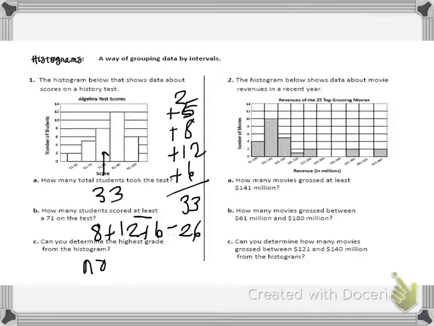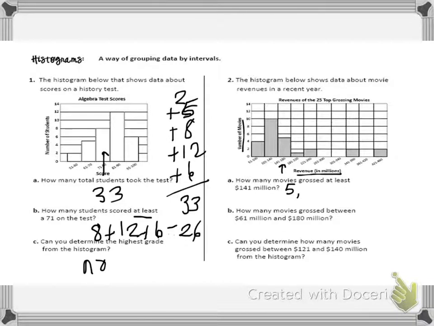All right, number 2: the histogram below shows data about movie revenues in a recent year. How many movies grossed at least 141 million? I'm going to make this a little bigger because I cannot see. Here's our revenue in millions. This is 141 to 180. It looks like the number of movies is 5.